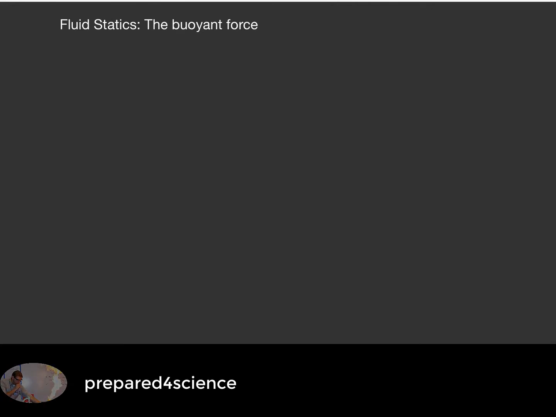Hey class, in this lesson I want to take a look at this concept of fluid statics. In physics, fluid statics refers to looking at the behavior of fluids that are at rest, so we're ignoring the other forces that could be involved here. If they're at rest, we're typically looking at the concept of buoyancy and how the forces acting on the object affect whether or not it is positively, negatively, or neutrally buoyant.